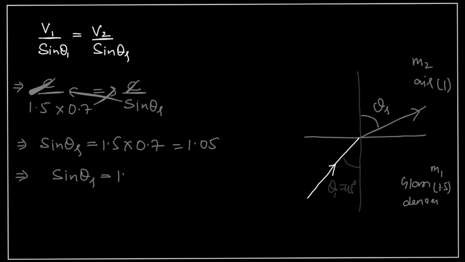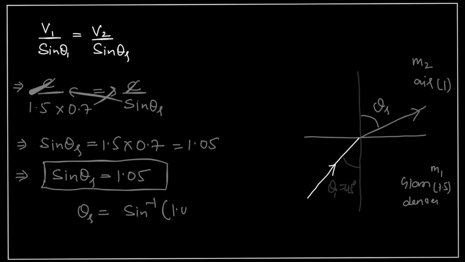This value has a problem. Can you tell what is the problem? Okay, if you don't get it, we can take an inverse, we can go further. So theta R will be equal to sine inverse of 1.05. And when I put this in calculator, sine inverse of 1.05, I'm getting an error. So there is something wrong, my calculator is saying. Can you guess what is wrong here? What is the problem here?